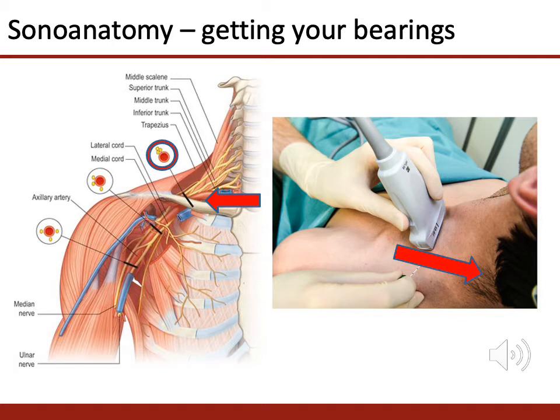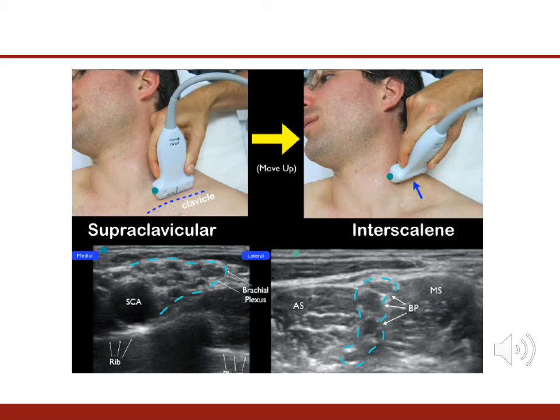We then, after identifying the plexus at this level, follow the curvature of the neck cephalad, and we begin to appreciate the brachial plexus at the interscalene level. Here we can see the corresponding ultrasound images as we move from the supraclavicular image on the left up towards the interscalene image on the right.